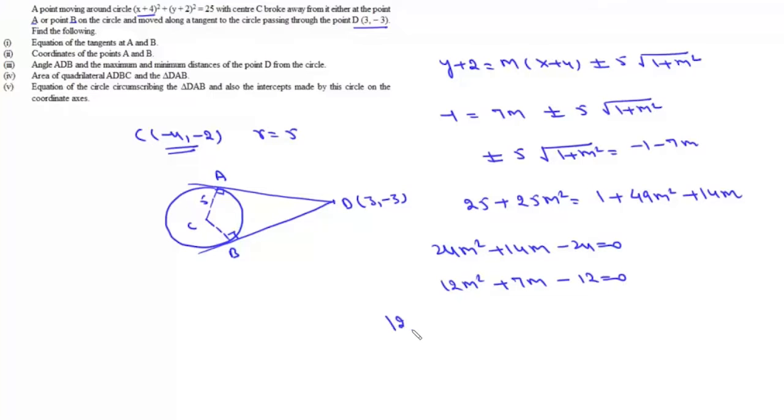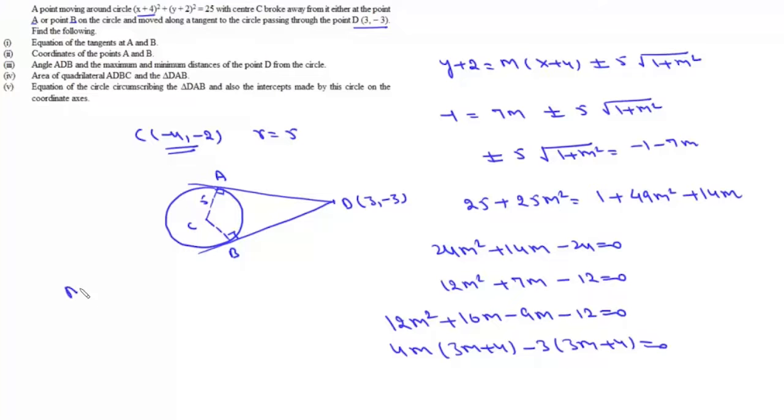Now we can write this as 12m square plus 16m minus 9m minus 12 equals 0, or it will be 4m times (3m plus 4), and then minus 3 times (3m plus 4) equals 0. So the value of m will be either 3 by 4 or the value of m is minus 4 by 3. And as we can see, the product of slopes is -1. That means this angle is 90 degrees.